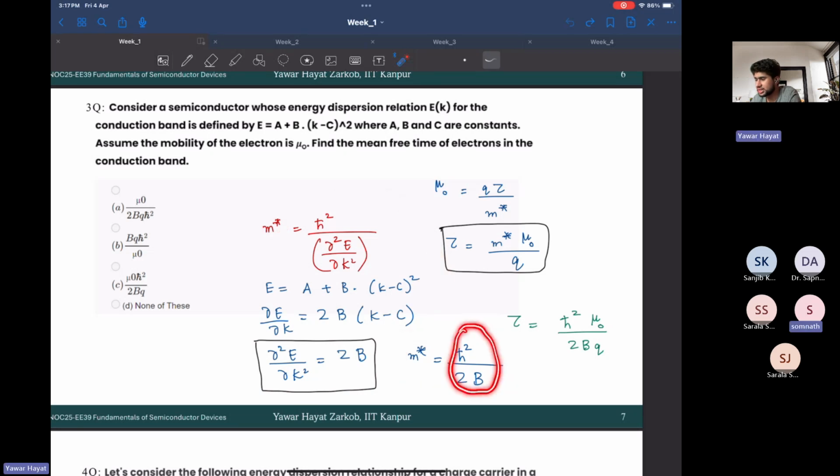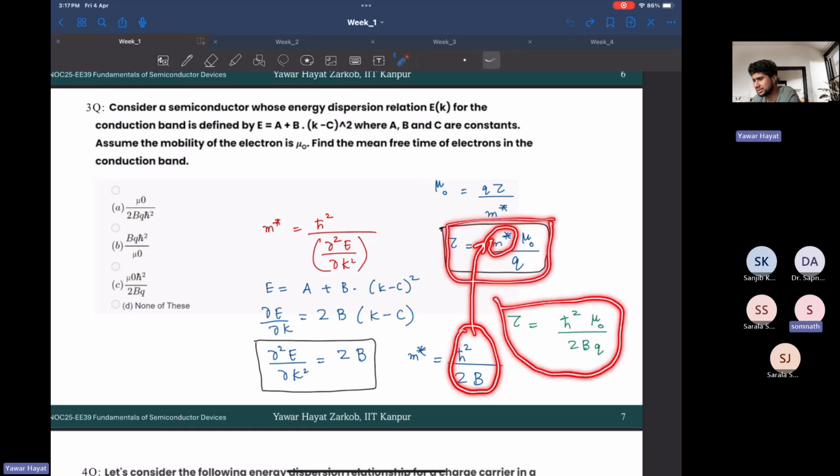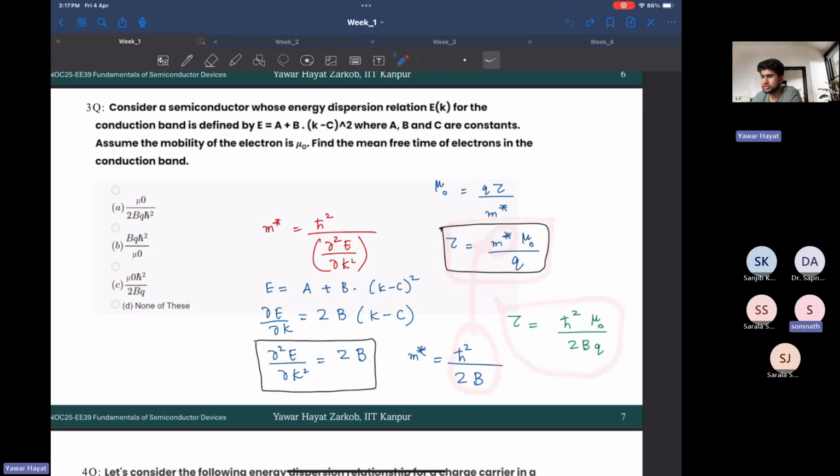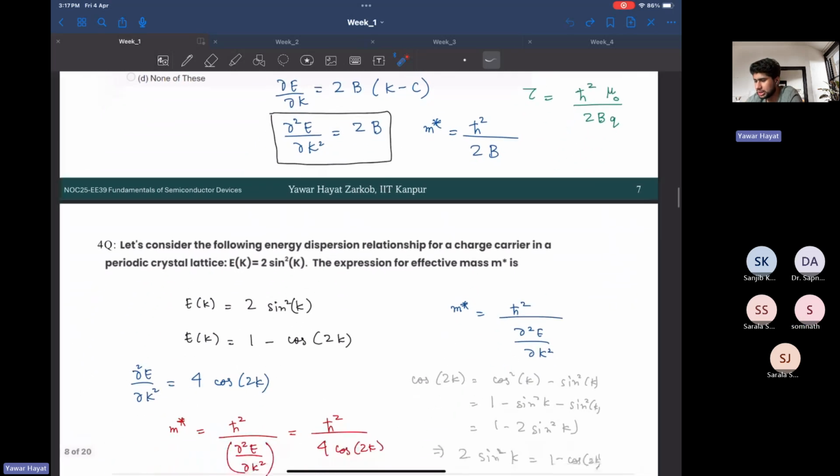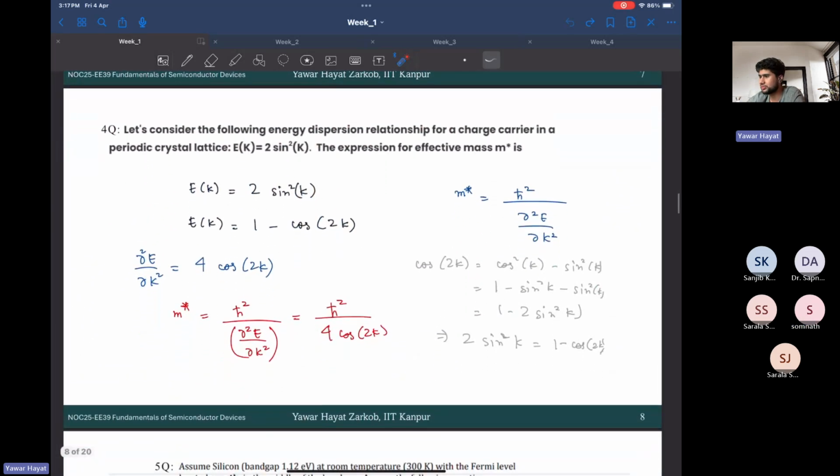If I substitute this in place of m star in this equation, my mean free time of electrons in the conduction band would be h bar square mu naught by 2bq. This was your question number three. Let's quickly move on to the fourth because we'll try to finish as many questions as possible today.